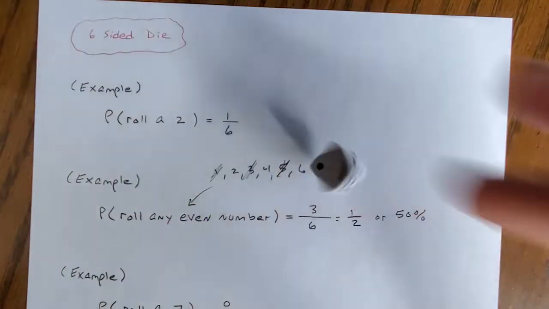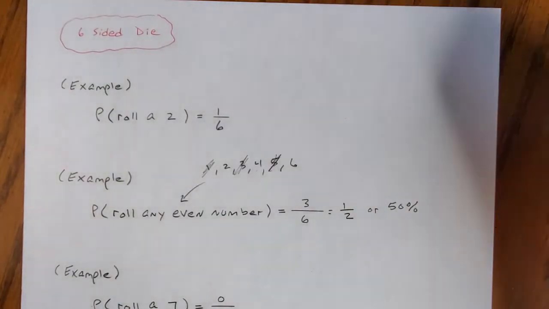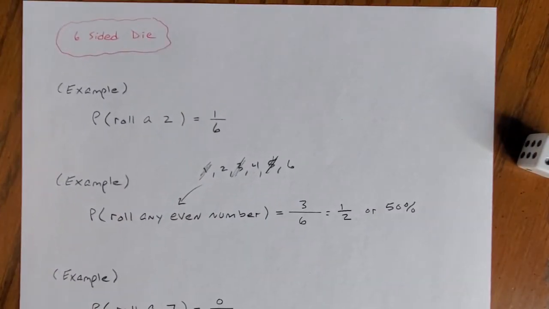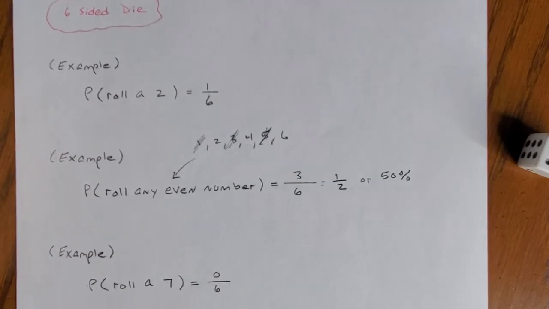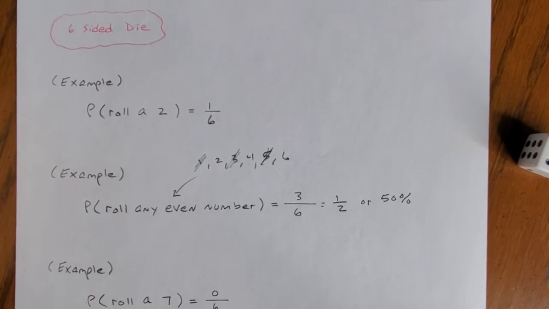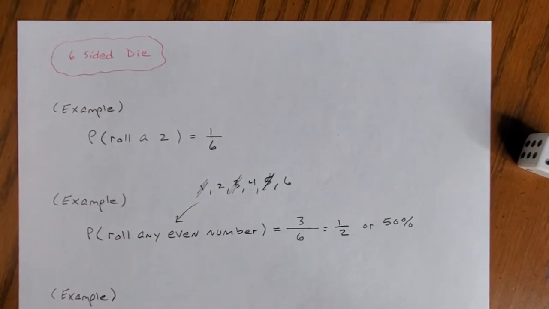Well, I had a 50-50 shot of rolling an even number, any even number. All right, so let's see. I've got 2 kind of strange examples to show you.